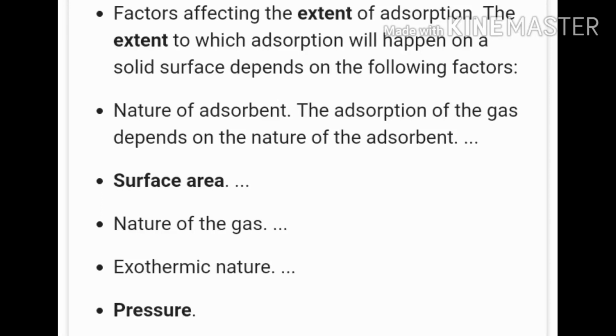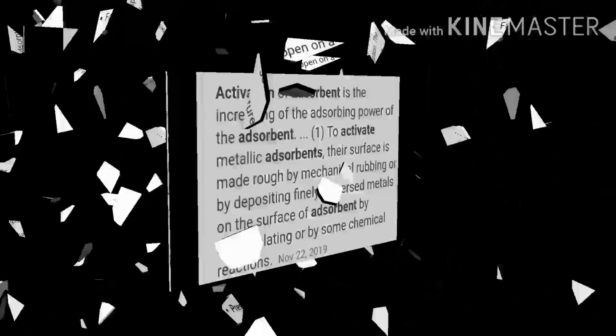Third factor is temperature. Adsorption is an equilibrium process involving two opposing processes, condensation and evaporation. This equilibrium is exothermic in nature. When we increase the temperature of this equilibrium, according to Le Chatelier principle, the equilibrium will shift in the backward direction. Last factor is the pressure. With increase in pressure, the rate of adsorption increases.